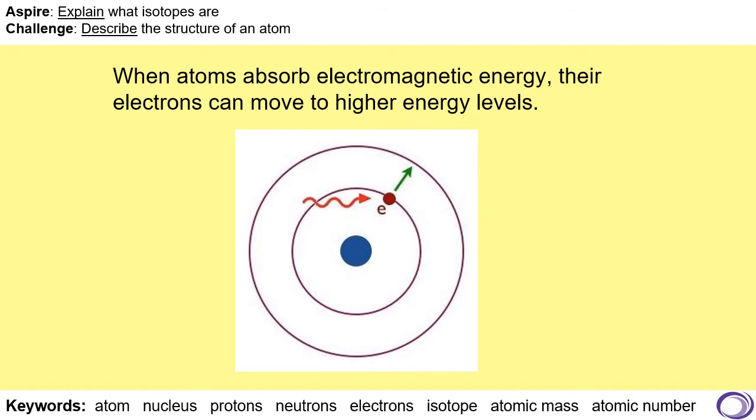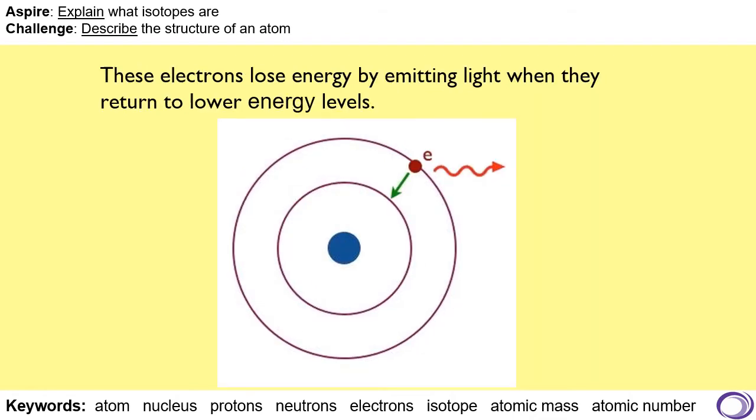So when atoms absorb electromagnetic energy, their electrons can move to higher energy levels. So this electron here has absorbed some energy, so therefore it moves to a higher energy level. Okay, and the reverse is also true. When the electrons lose energy, for example, by emitting light, they can return back to lower energy levels.